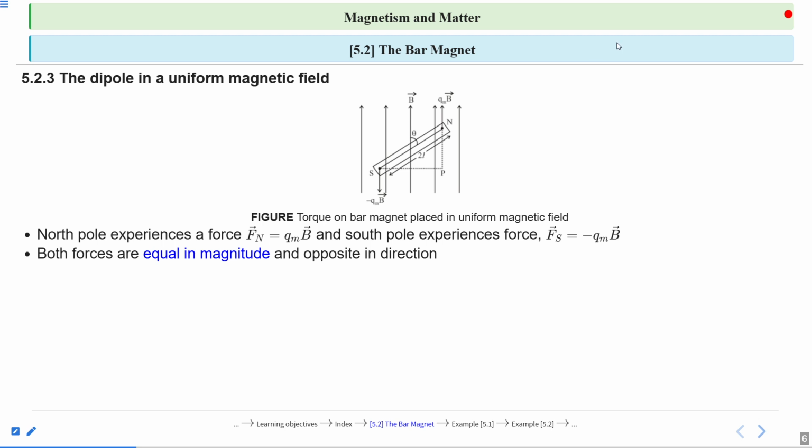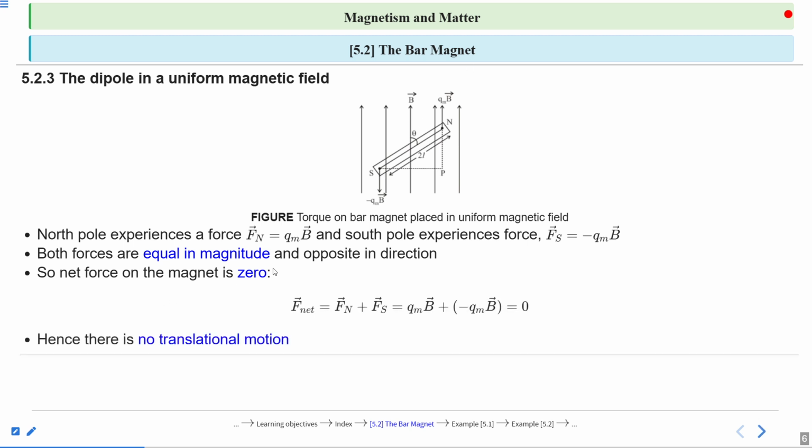Both forces are equal and exactly opposite in direction, so they will cancel out. The net force on this bar magnet will be 0. But what is the line of action? It is the line along which the force is acting, the dotted line along which QmB is acting. These lines of action are not the same for both forces. There is some perpendicular distance existing between the two lines of action. So the net force is 0.